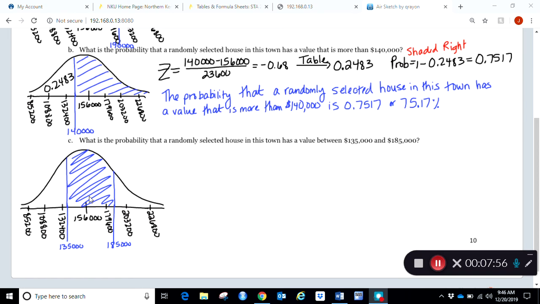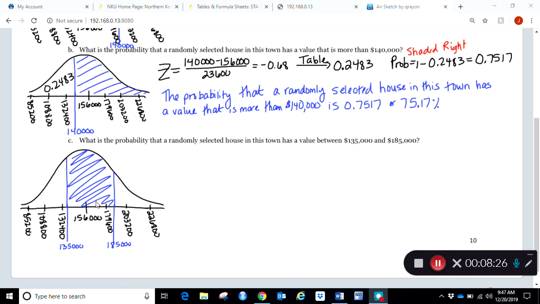Now this time, since we have two numbers along the bottom here, we're going to have two z values that we're going to calculate. The one corresponding to $135,000 is going to be negative since it is below the mean. More specifically, it's going to be between -1 and 0. The $185,000 will be positive since it's going to be above the mean, but more specifically, it's going to be between +1 and +2.